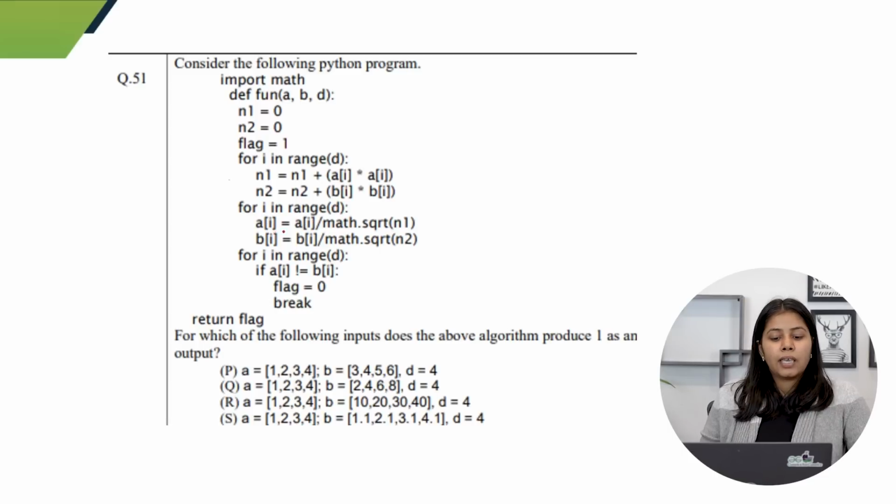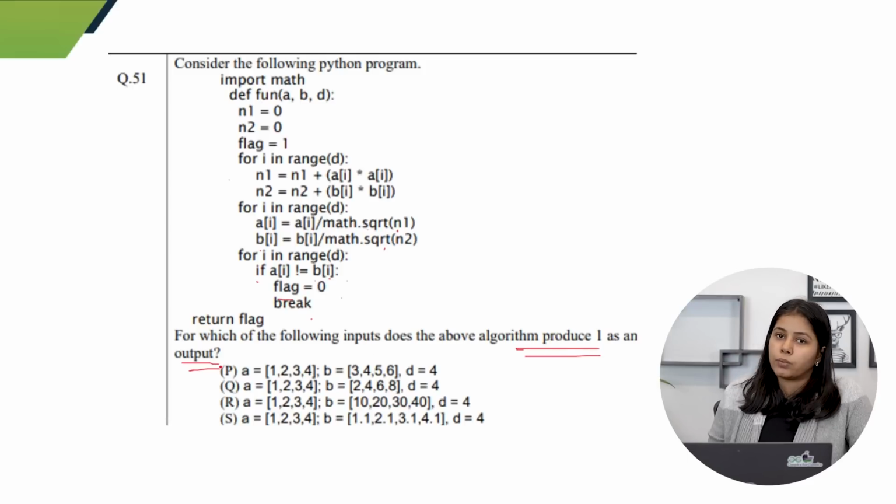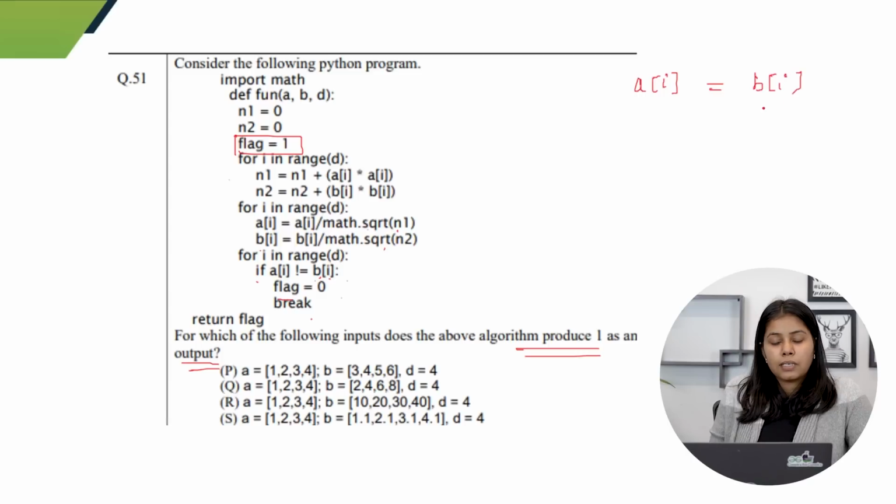For i in range d, a_i equals a_i upon square root of n1, b_i equals b_i upon square root of n2. For i in range d, if a_i not equals b_i, flag becomes 0, right? It would break. So we get flag 0 when a_i is not equals to b_i. They are asking for which of the following inputs does the above algorithm produce 1 as an output. So we want the flag value to not get changed, and it changes when a_i is not equal to b_i. So I want to consider all those cases where a_i equals b_i.